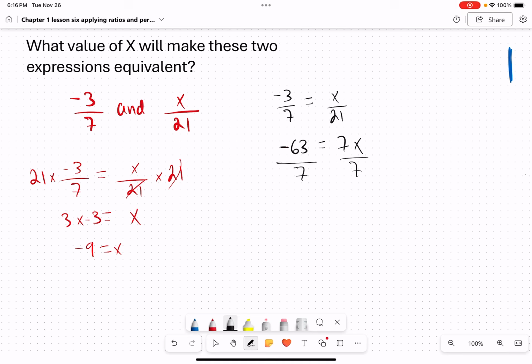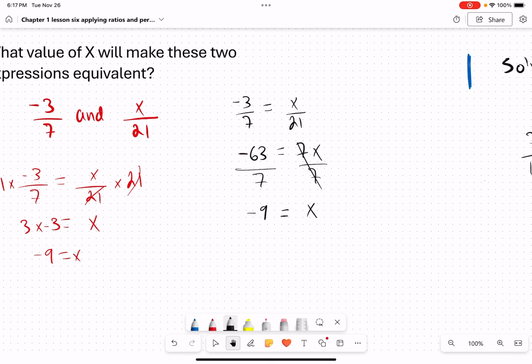And 7x divided by 7 on the right side. But again, as I stated before with the 21s, if we are dividing by the same number, that's just going to equal 1. So we can cross these out, and we're left with 1x. All we have to do now is divide negative 63 by 7, and we get negative 9. So again, the method is all due to preference. You could use either method and you'll still get the right answer.